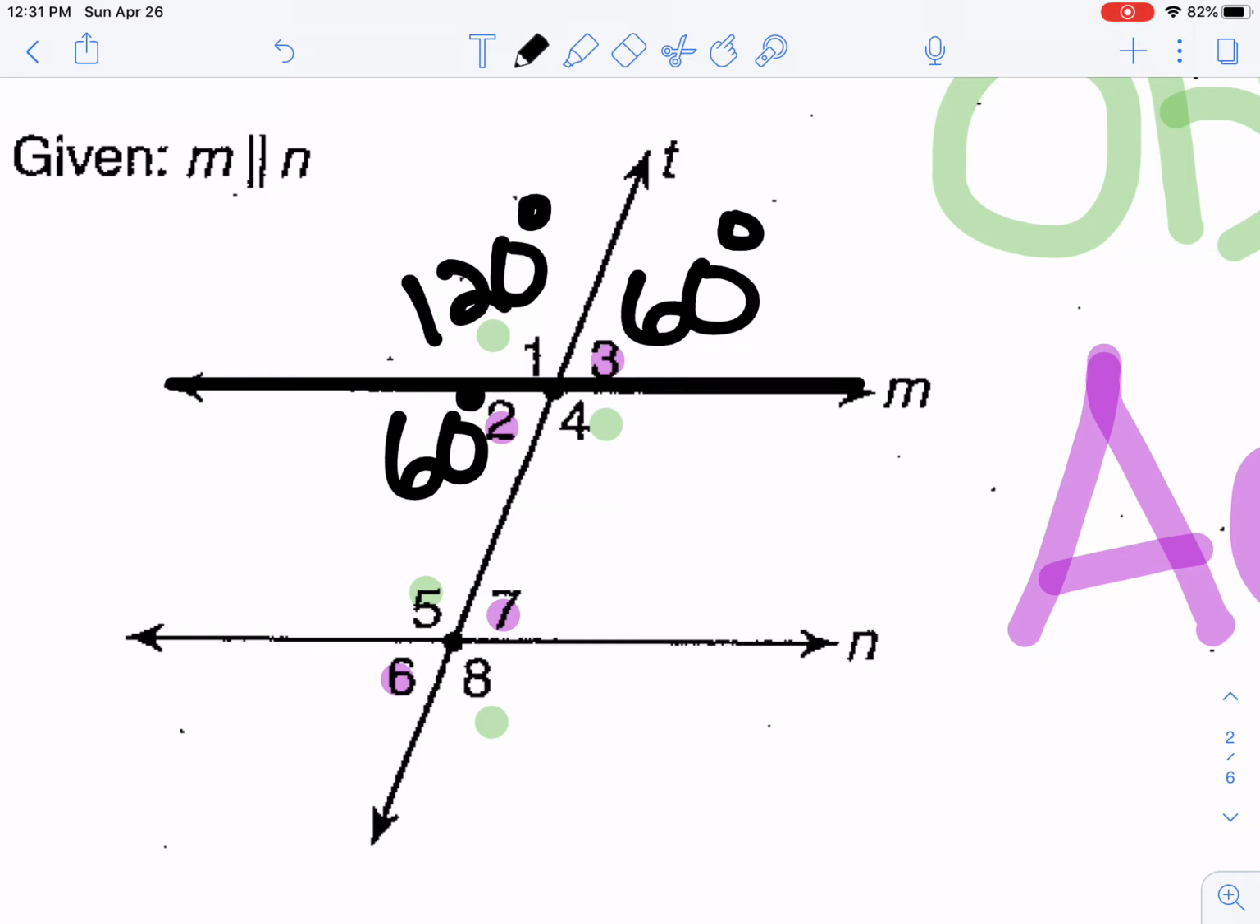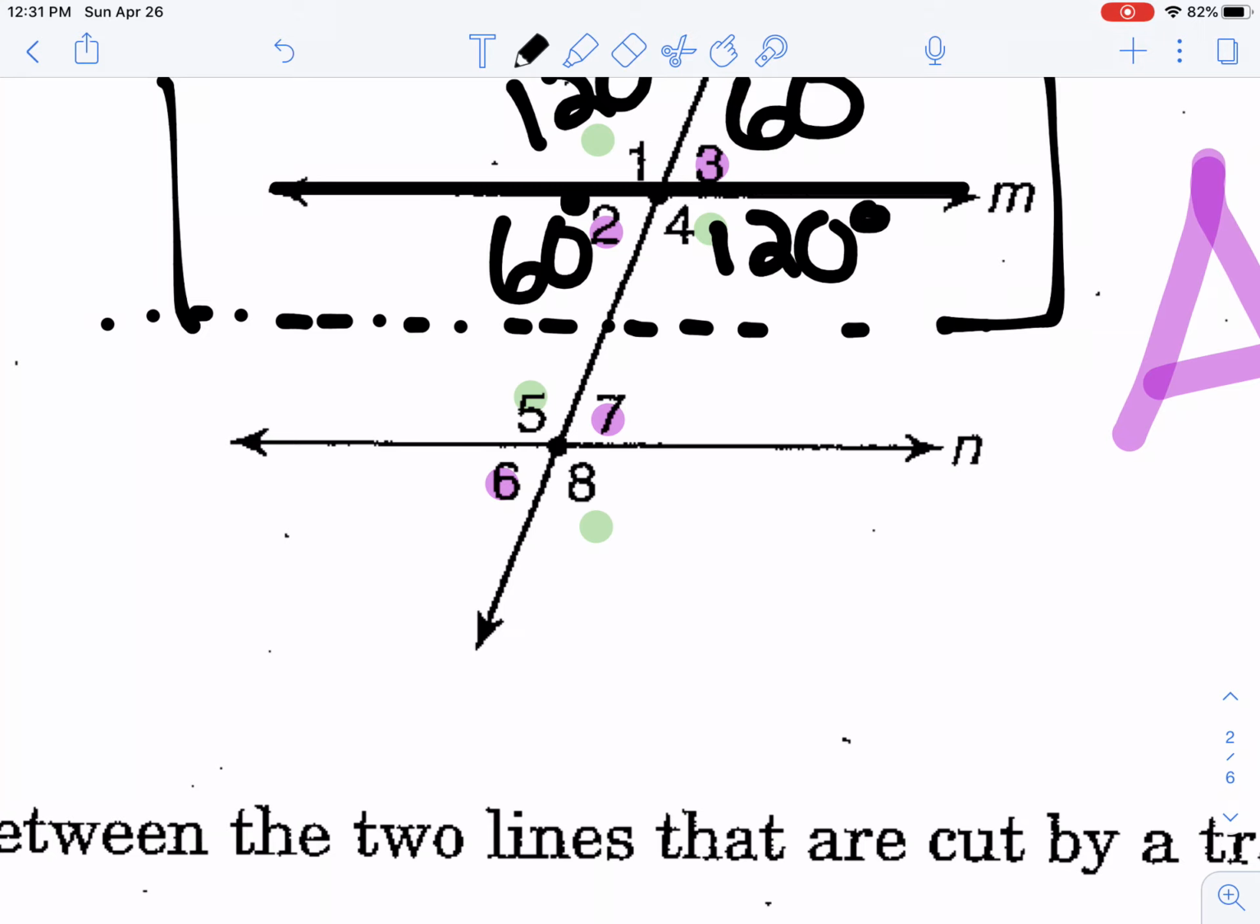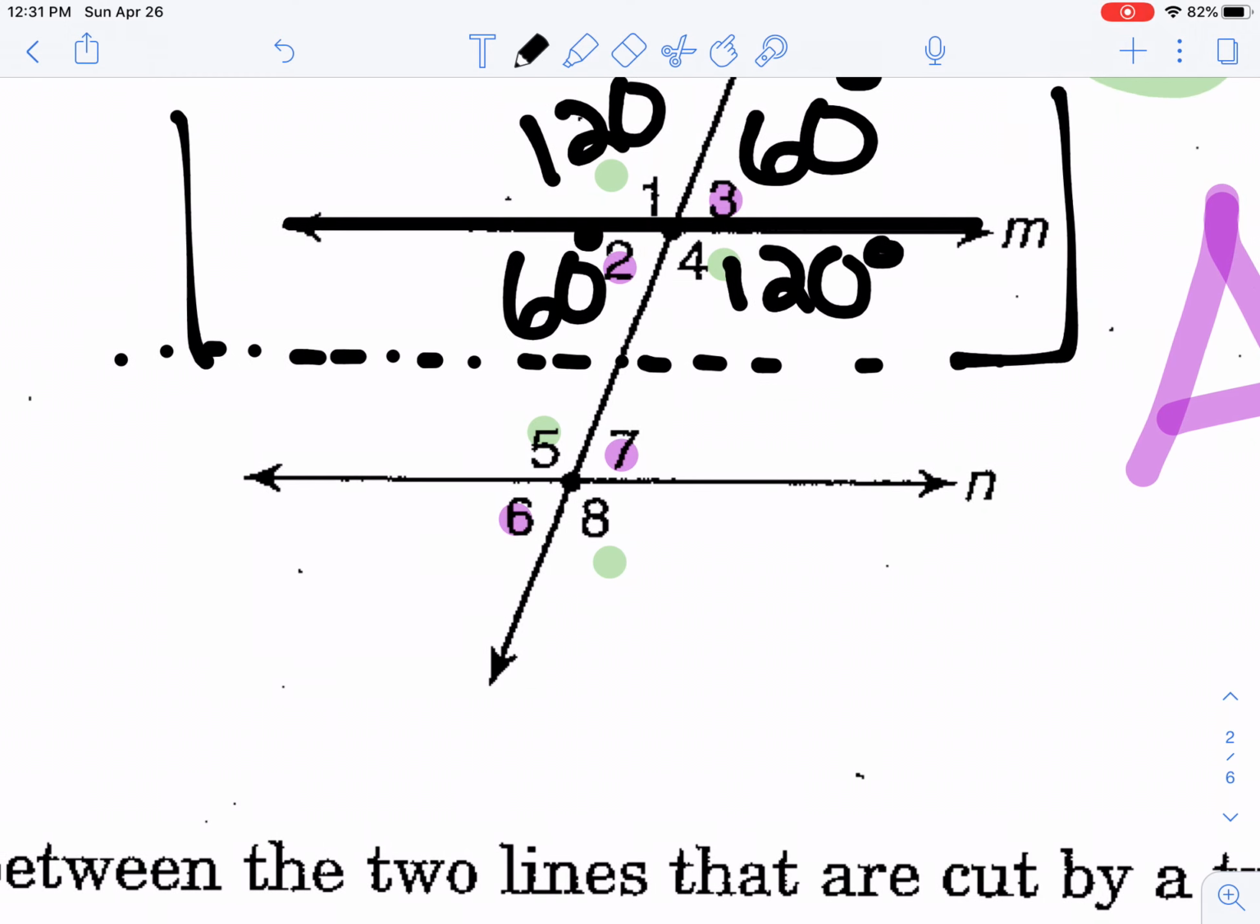So what do we know about 1 and 4? They are also vertical angles. They are across the intersection from each other. Well, if I were to separate these lines, I'm going to put a dotted line here, and compare this picture on the top to 5, 7, 6, and 8 on the bottom, what do we notice? Well, 1 and 5 look like they're in the same spot.